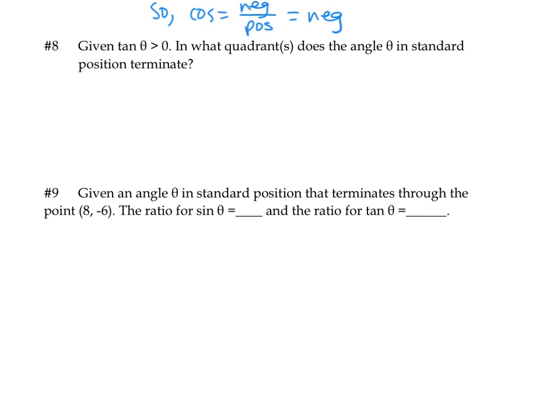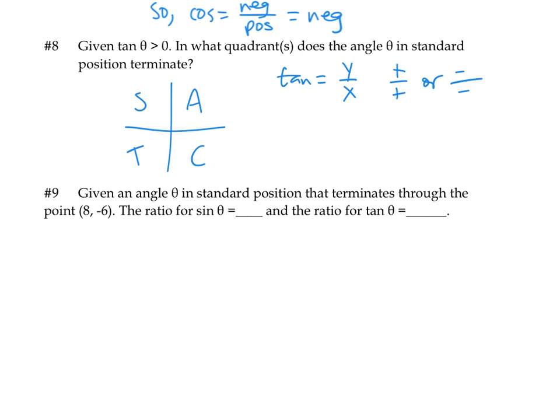And number 8 here, we have tangent is greater than 0. In what quadrants does the angle theta in standard position terminate? Okay, so if we remember from all students take calculus, tangent's positive because tangent is y over x. So it's positive when we have a positive over a positive or a negative over a negative. Okay, so tangent's positive, greater than 0.